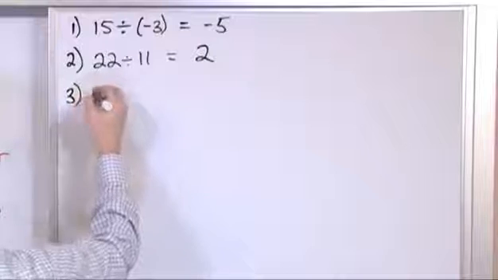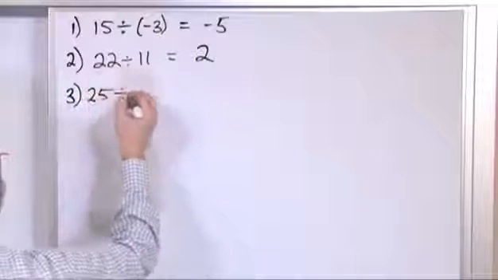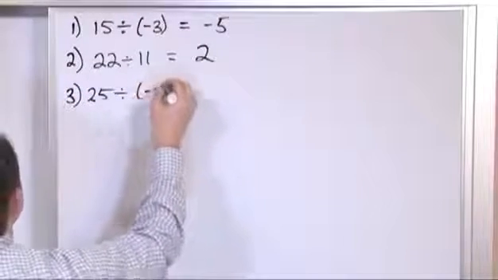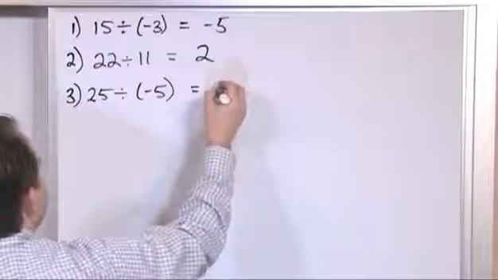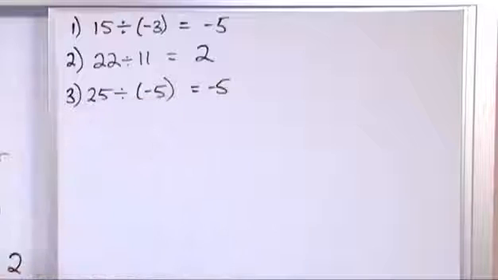What if we had 25 divided by negative 5? Well, what we'll do there is divide, so we'll get the answer of 5, but the answer is going to be negative because these signs are different.